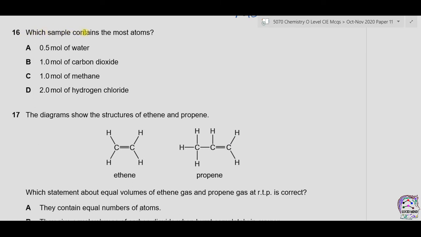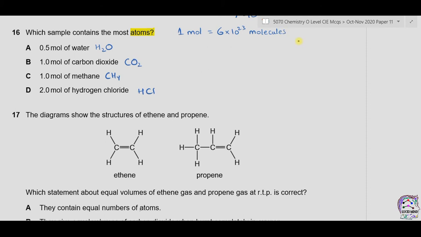Question 16. Which sample contains the most atoms? A, we have 0.5 moles of water. Now water is H2O and it is a molecule. B is 1 mole of carbon dioxide. Again, carbon dioxide is not an atom, it is a molecule. Similarly, methane is given, which is a molecule, and hydrogen chloride is also a molecule. Now for molecules, we know that 1 mole of any substance is always equal to 6 × 10^23 molecules.